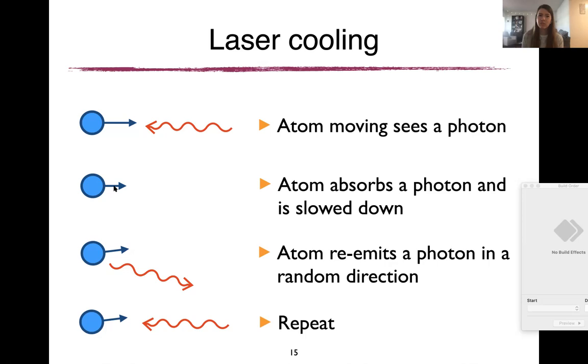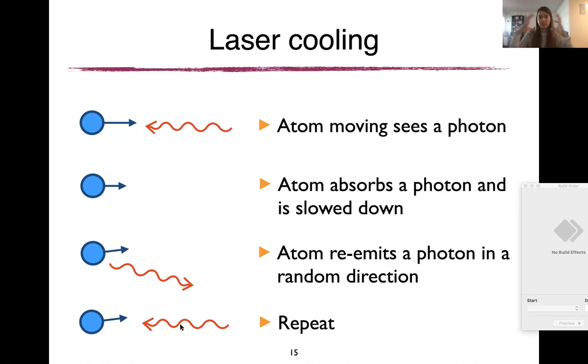And after some time, the atom will emit this photon again. This always happens. And it will emit this photon in kind of a random direction. So it will also get a kick, and it might change its direction a bit. But after repeating this process many times, the kick from the emitted photon is averaged over all these directions, and you just get your velocity slowed. You're slowed down in the direction of the light. So one beam would be enough to slow down atoms moving in one direction.